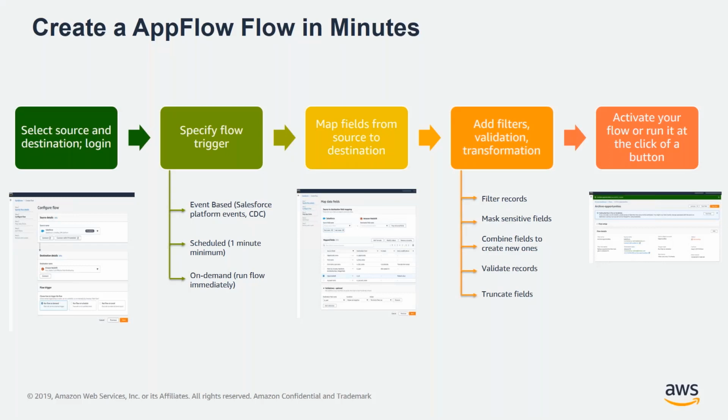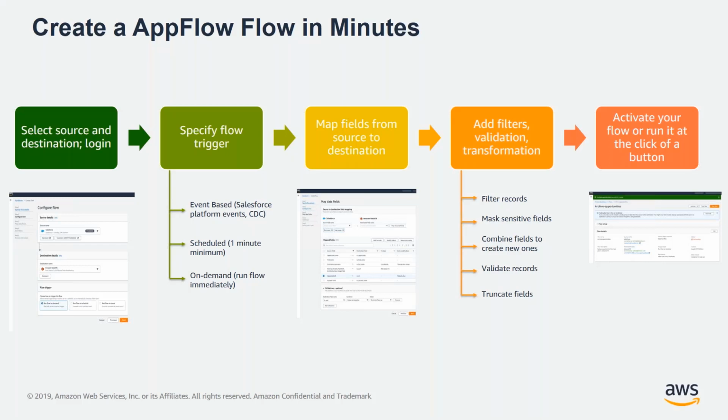You can add filters. For example, you don't want to bring all records, but you want to pull in records that were created within a time frame. So you can add a filter that essentially limits the records that we are pulling from the source and sending to the destination. You can mask sensitive fields.